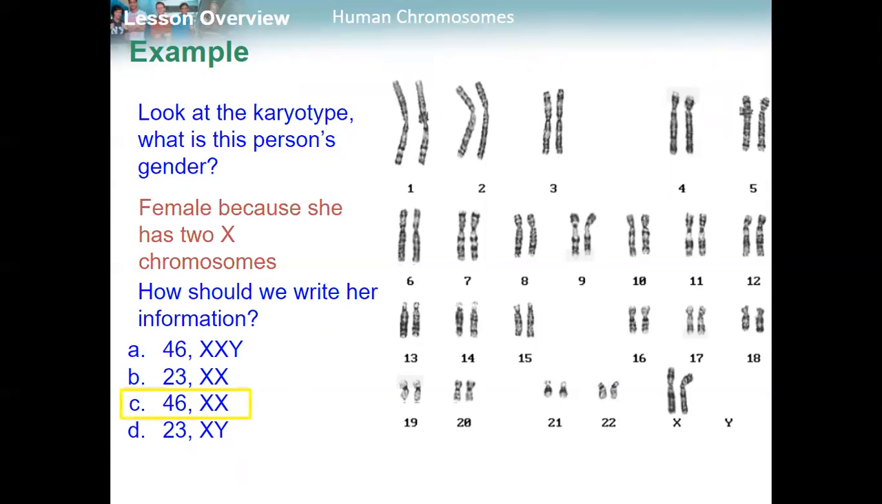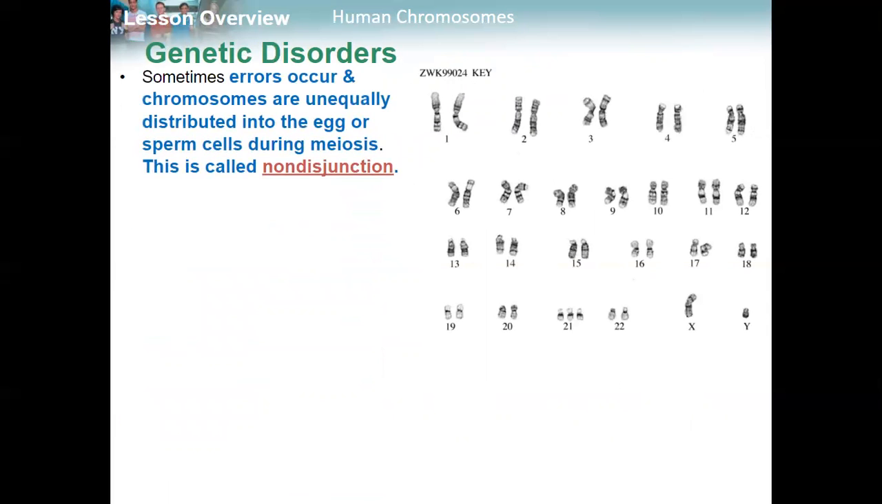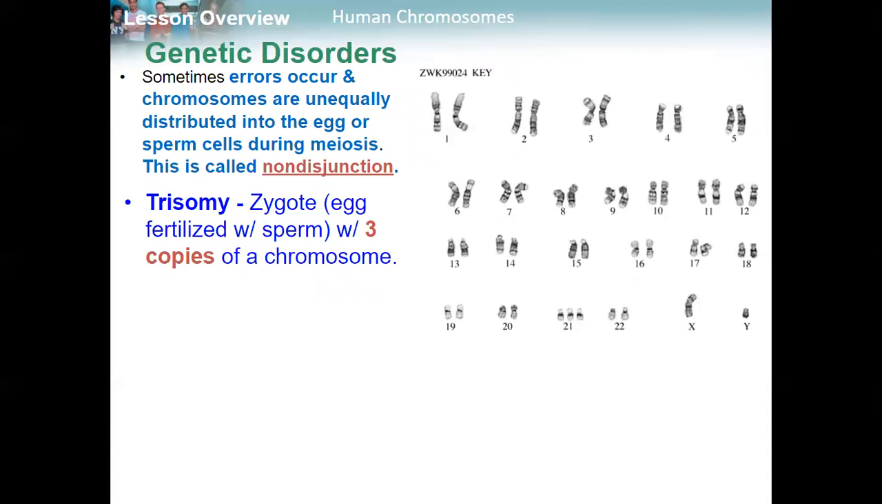All right, but not all karyotypes will have the correct number of chromosomes. There are sometimes where errors occur when we're making more eggs or sperm during meiosis, where some eggs or some sperm might have too many chromosomes or not enough. And that's not the fault of the person, it just happens. And that error is called non-disjunction. So if that egg or sperm is used and they don't have enough chromosomes or they have too many, that baby will have maybe too many chromosomes or not enough. Okay, so an example of when this happens is called trisomy.